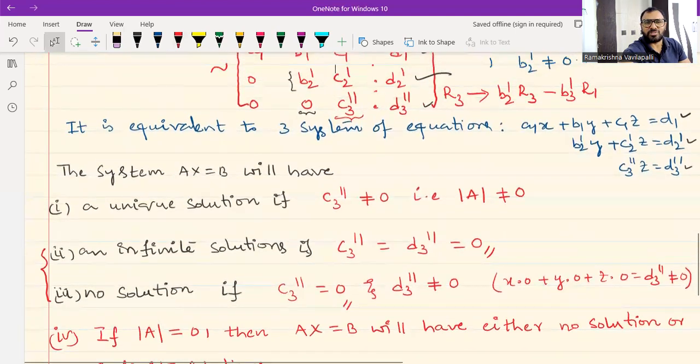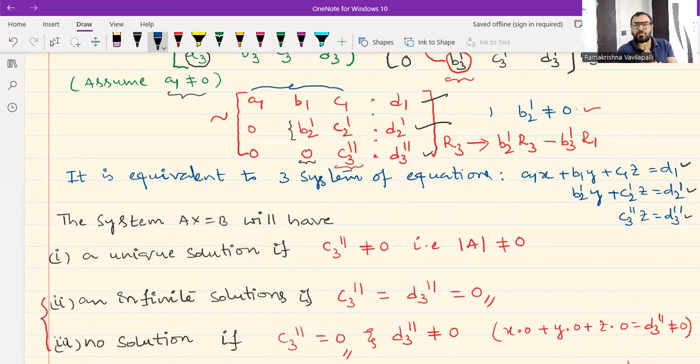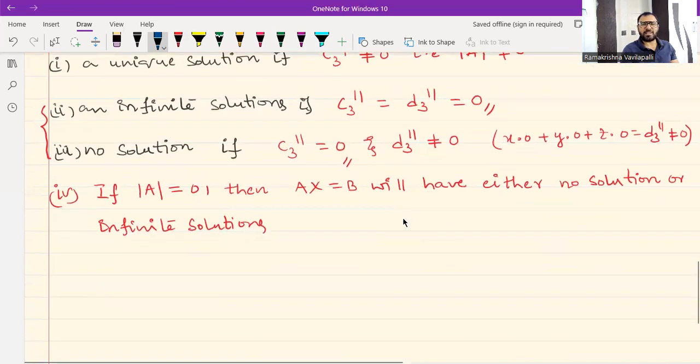So C3 double dash equal to 0 means, you see, this is the matrix A. So when C3 double dash is 0, the third row becomes 0, so the determinant becomes 0. When det A not equal to 0, the system will have a unique solution. If det A equal to 0, either the system will have an infinite number of solutions or no solution at all. For no solution, after reducing three equations into two equations, the planes must be parallel. If the planes are not parallel, then they will have infinite solutions. Now I'll solve a few questions exactly based on this concept.